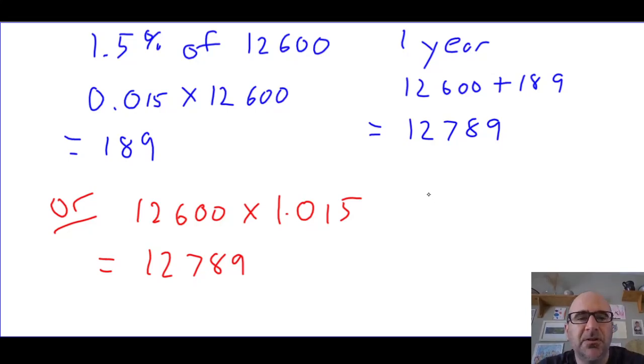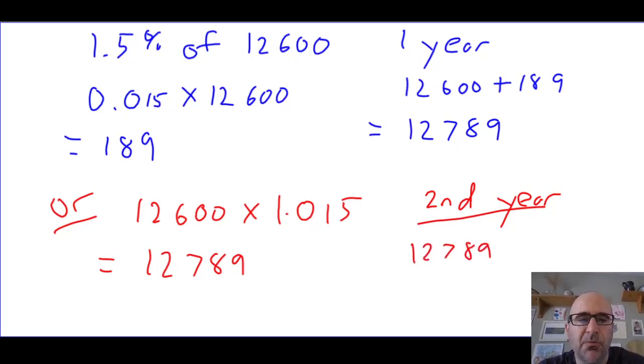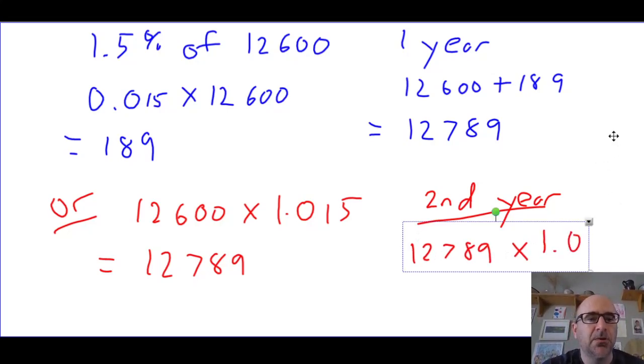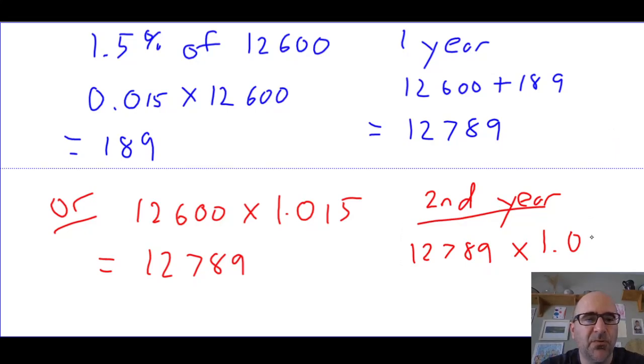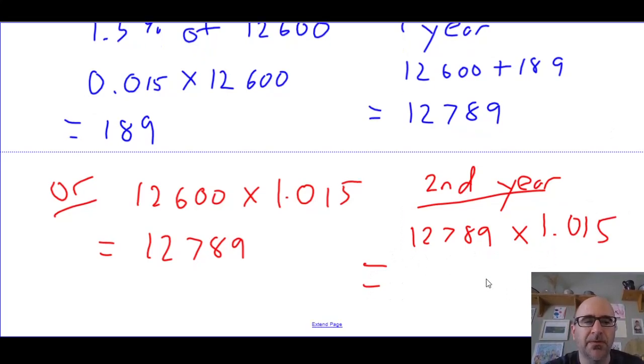For the second year, you can do the same thing. However, this time, or after 2 years, I should say, you're going to take your 12,789, and that's going to grow by 1.5% as well. So we multiply by 1.015, kind of like the same way that we can calculate sales tax by multiplying by 1.13. It gives us the total plus the 1.5% increase, 12,981, very close to that after 2 years.